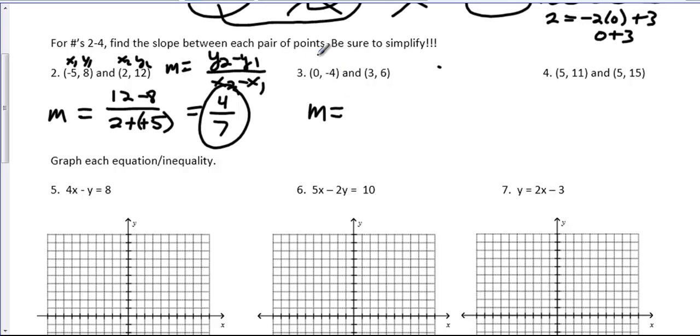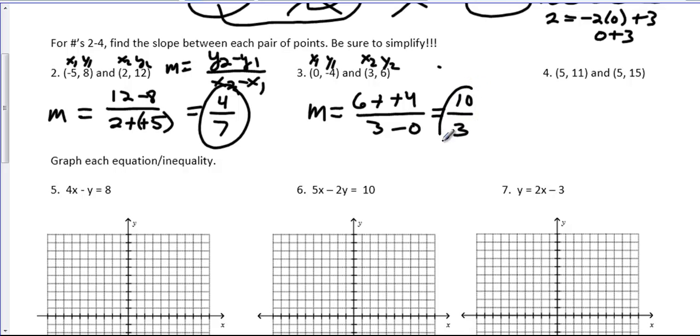This is my first one, x1, y1. This is my second one, so it's x2, y2. I do 6 minus negative 4 over 3 minus 0. And that's going to be, once again, leave, change, 10 over 3, which also cannot be simplified. So there is your final answer. Remember, slope must be in fraction form. Always simplify if you can.